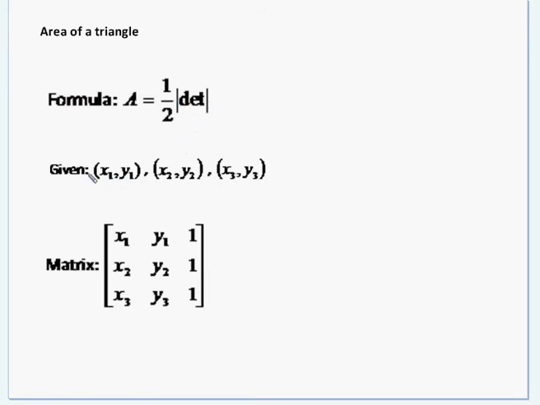So here we're given 3 points, which are the vertices of the triangle, and we need to put them into a matrix. Well, we have our point 1, point 2, and point 3. The last column is going to represent just ones. That way we can go ahead and do the determinant on this 3 by 3 matrix.